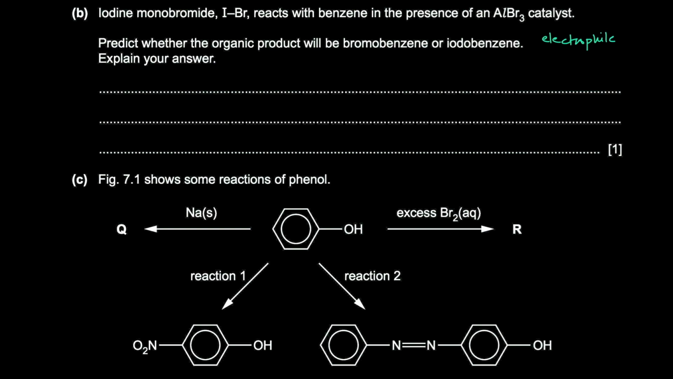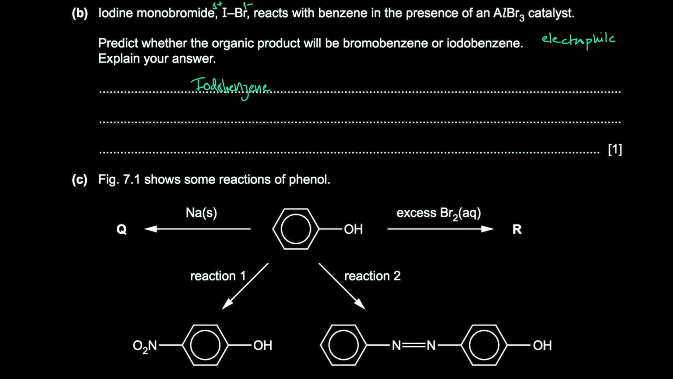Now we know that down the group, electronegativity decreases. So iodine is less electronegative than bromine. Iodine is partially positive, and bromine is partially negative, right? So the iodine will therefore be the electrophile in this reaction. It will accept a pair of electrons more readily. So over here, we're going to say iodobenzene will be the organic product.